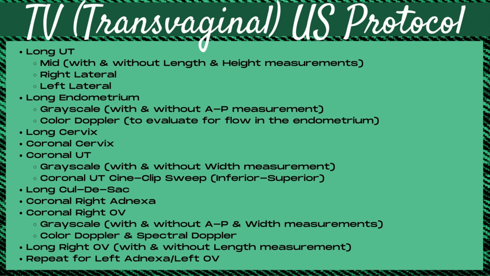Next, it's time for the coronal uterus, and you want to make sure that you're measuring this uterus at its maximum width. Make sure that you're not within the cervix or the isthmus of the uterus, but by the fundal end of the uterus. And you should see the endometrial stripe horizontally extended throughout the uterus. And you want to take a grayscale coronal uterus image with and without a width measurement, and then perform a coronal uterus cine clip sweep from inferior to superior.